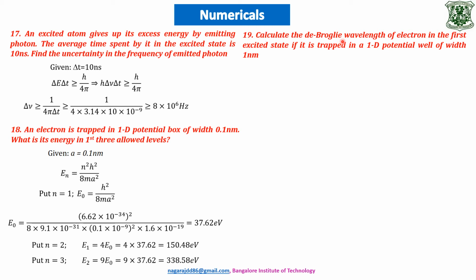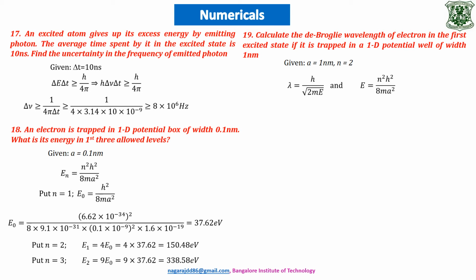Calculate the de Broglie wavelength of an electron in the first excited state if it is trapped in a one-dimensional potential well of width 1 nanometer. So here the width of the potential well is mentioned, and also in which state the electron is present is mentioned. We have to determine lambda, the de Broglie wavelength. So the data a is given, n is given. First excited state means n is equal to 2.